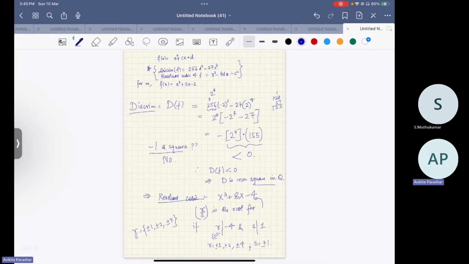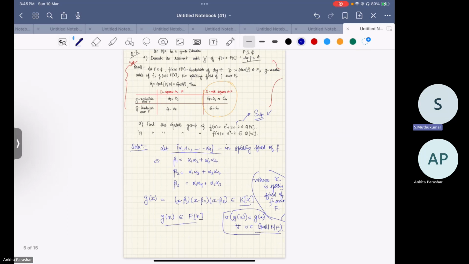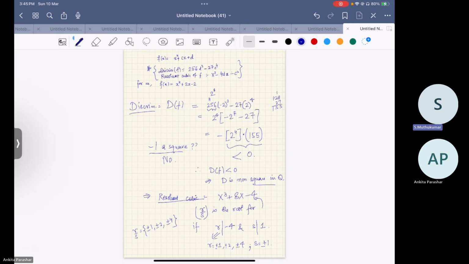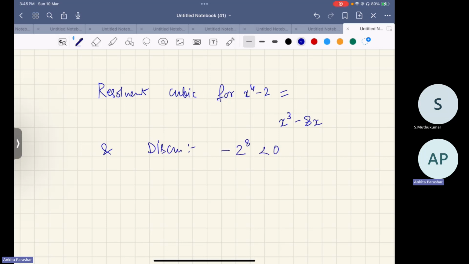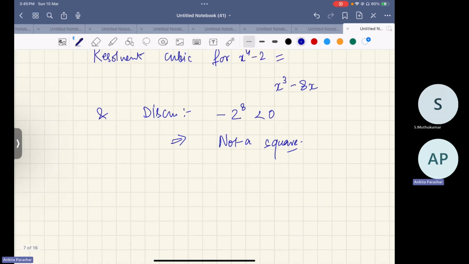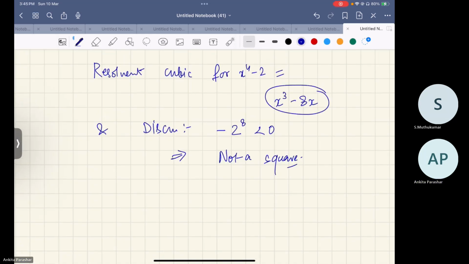But what about the resolvent cubic? This resolvent cubic is x cube plus 8x. Okay, let me write. So the resolvent cubic for x power 4 minus 2 is, as you said, x cube minus 8x. And the discriminant is, as you said I guess, minus 2 power 8, which is negative and therefore not a square. So what can you say about the resolvent cubic? It's reducible.